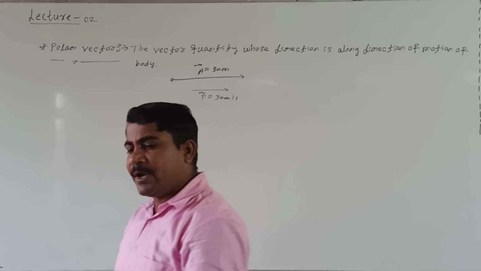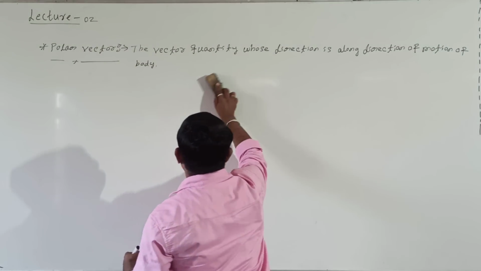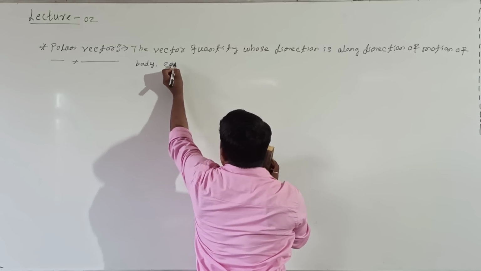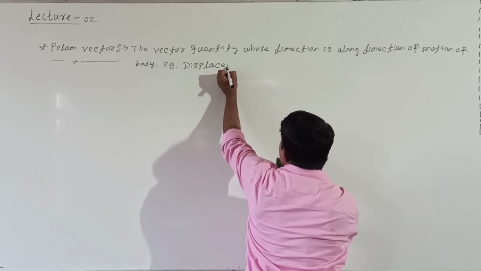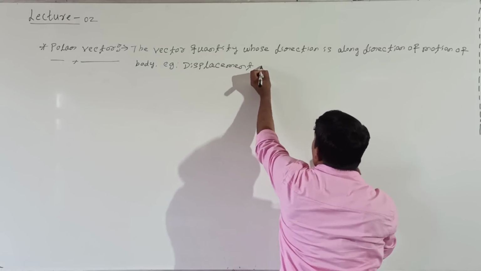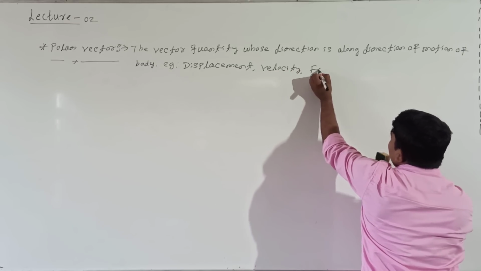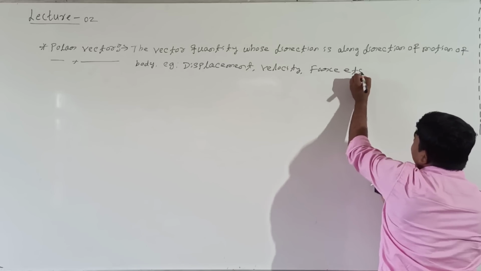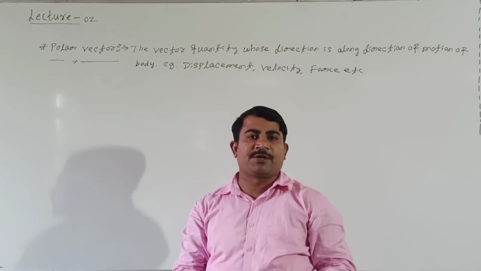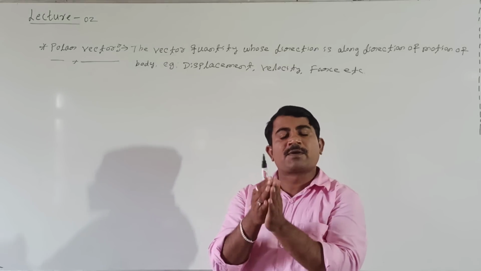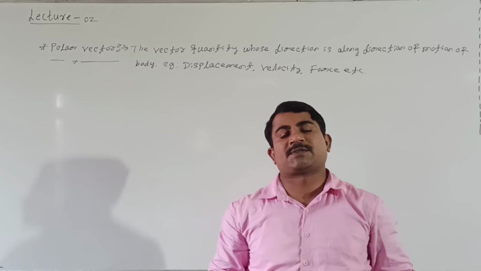Then we can give so many examples for polar vector. What are the examples for polar vector? We can take displacement, velocity, force, and any other physical quantity. If the body is moving along the same direction, the direction of the vector has to be taken along it. Such vectors we call polar vectors.